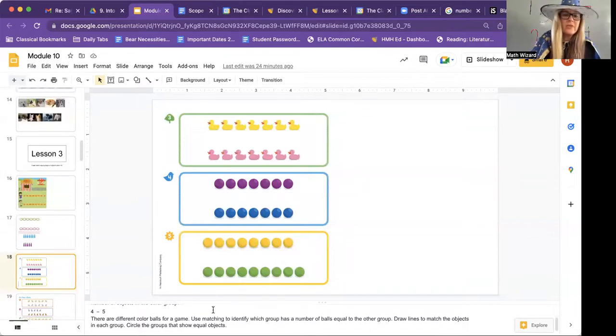All right, for 4 and 5, there are different color balls for a game. Use matching to identify which group has a number of balls equal to the other group. Draw lines to match the objects in each group. Circle the groups that show equal objects. You can pause this while you do that, okay?